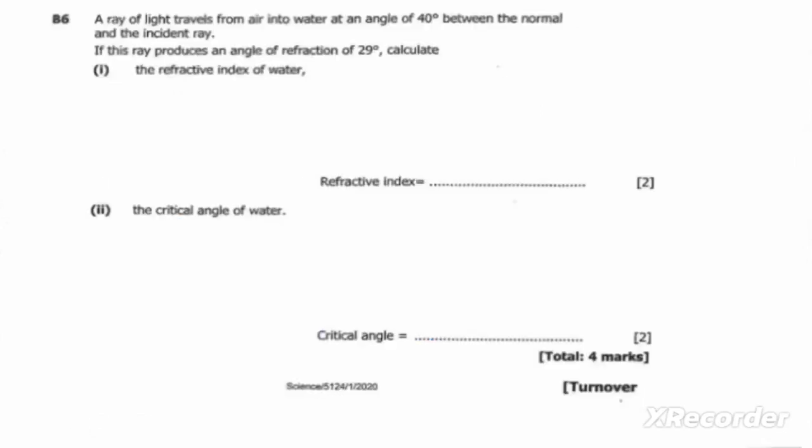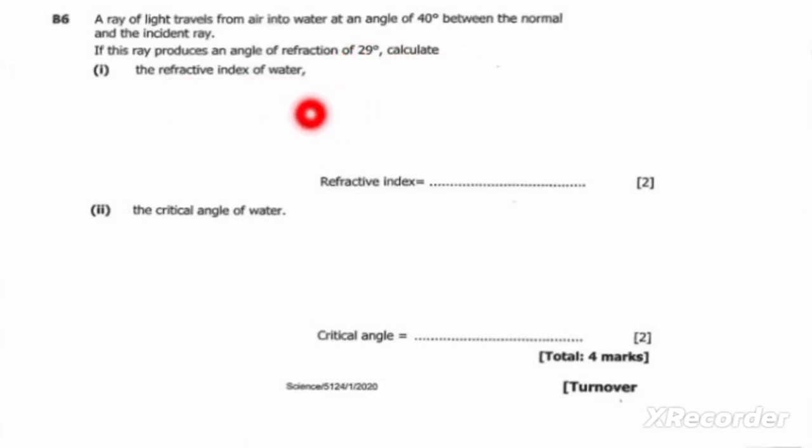We move to the next question, which is question A6. A ray of light travels from air into water at an angle of 40 degrees between the normal and the incident ray. If this ray produces an angle of refraction of 29 degrees, calculate the refractive index of water.